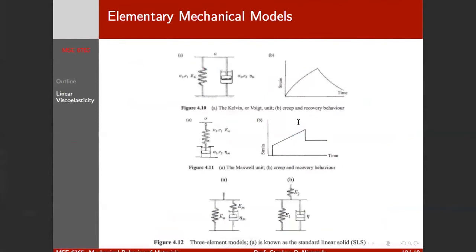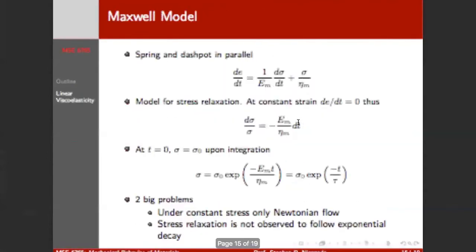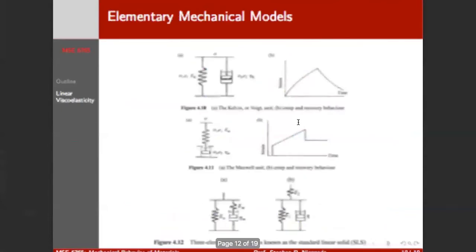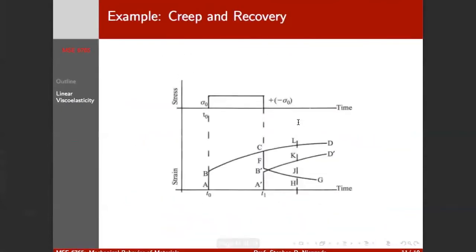You see, we would get an instantaneous stretch. We get something that looks very much like this. The first spring stretches, then we have the second, the dashpot stretching. When we unload, the parallel spring will slowly pull the dashpot back. This is the parallel spring unloading.